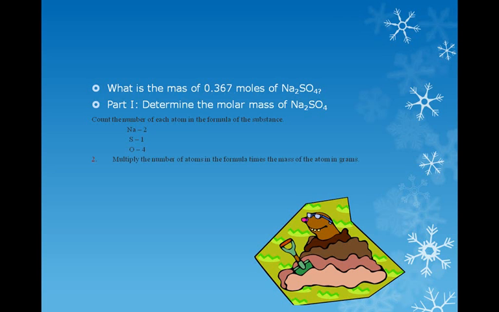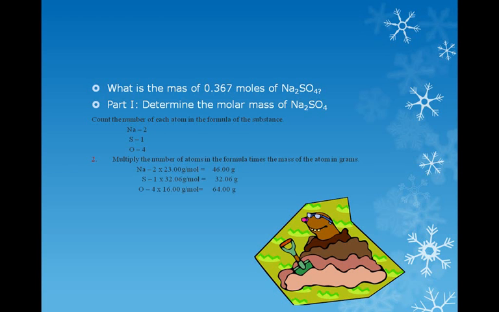And again, we go to the periodic table. We know that there are 2 sodiums. We look at the periodic table. The mass of sodium is 23. So we do that in grams: 2 times 23.00 grams per mole gives us 46 grams. There is 1 sulfur. We look again at the periodic table. We know that sulfur's atomic mass is 32.06. So 1 times 32.06 grams per mole is 32.06.